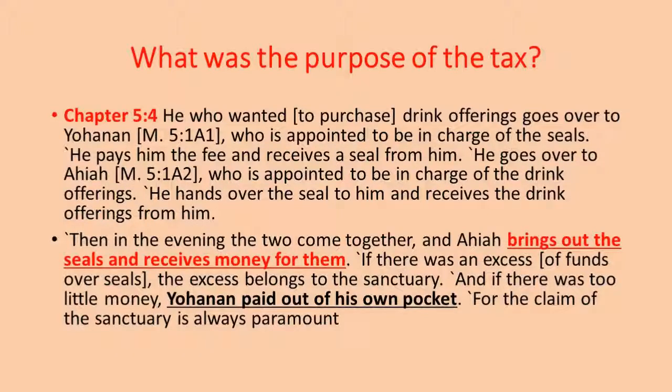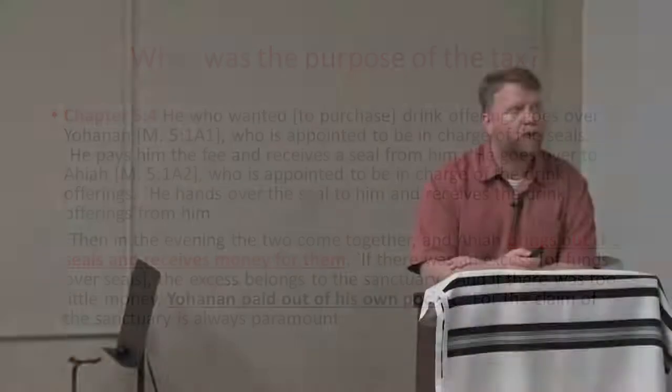Ahiah brings out the seals and receives the money for them. If there was an excess of funds, a little money Yochanan paid out of his own pocket. Remember, the Levites took up the losses. For the claim of the sanctuary is always paramount. Okay, so I'm going to finish up with the story here.